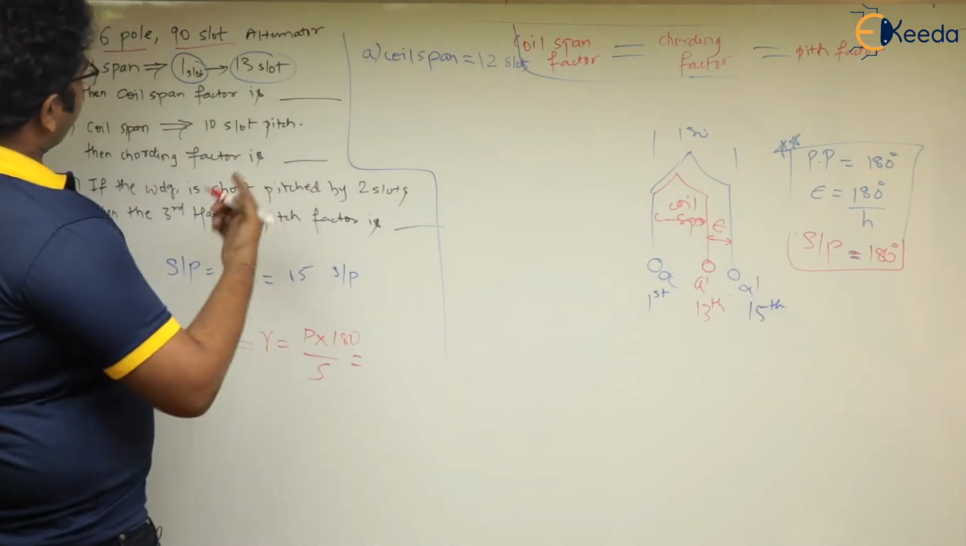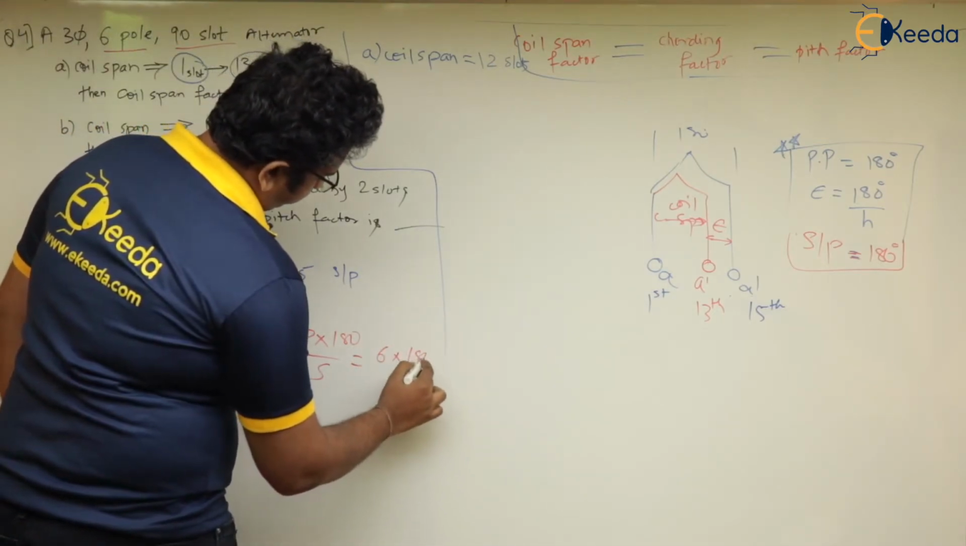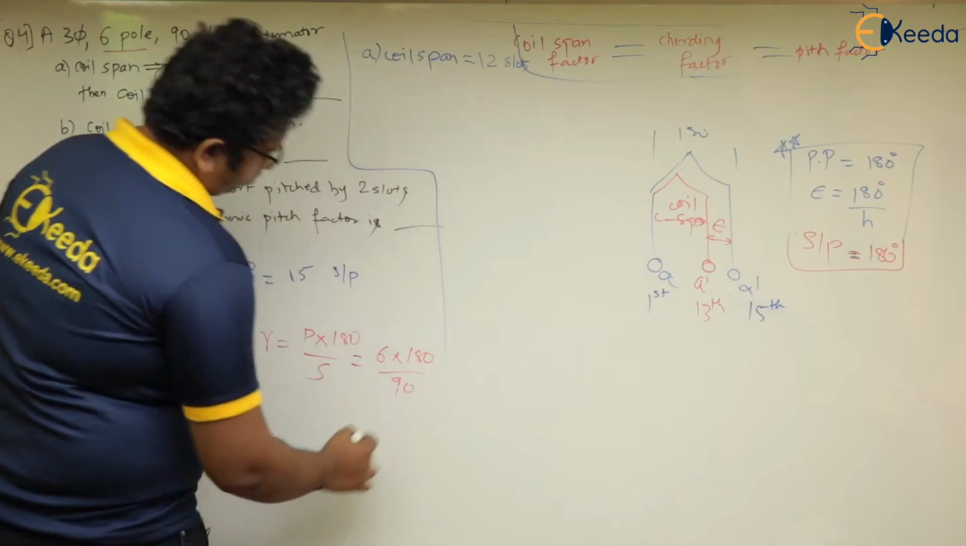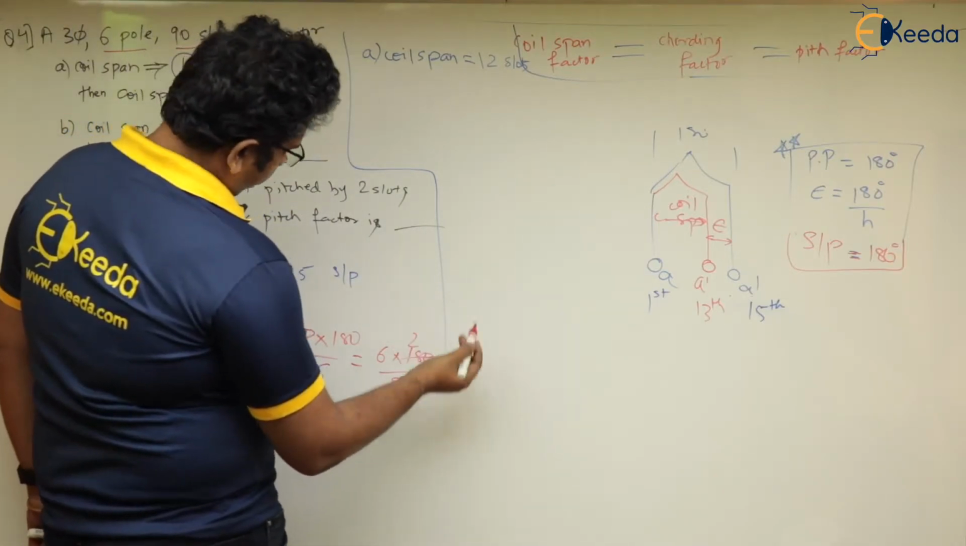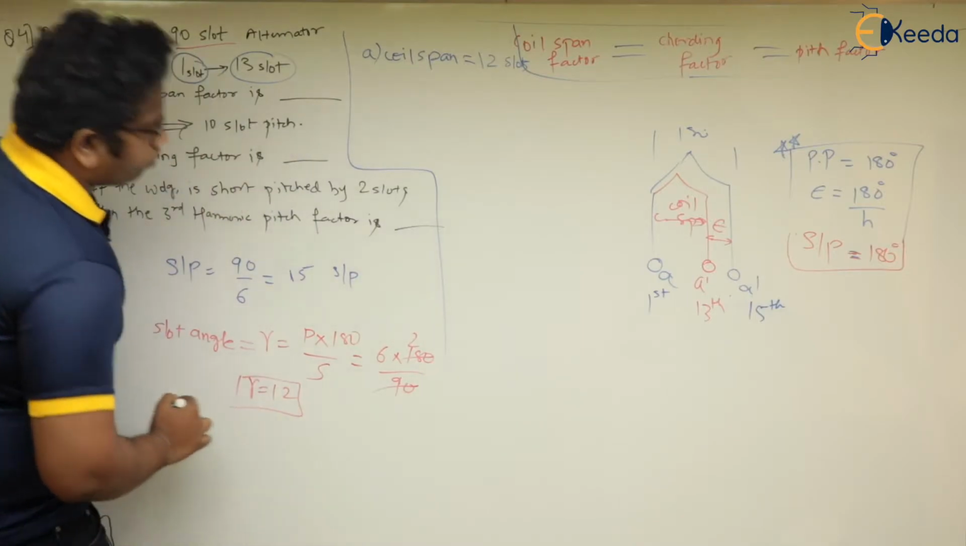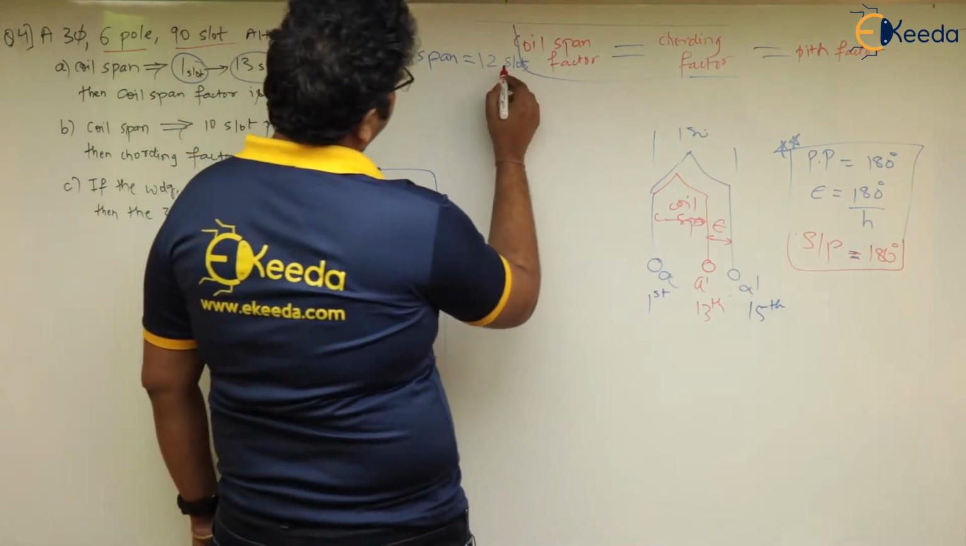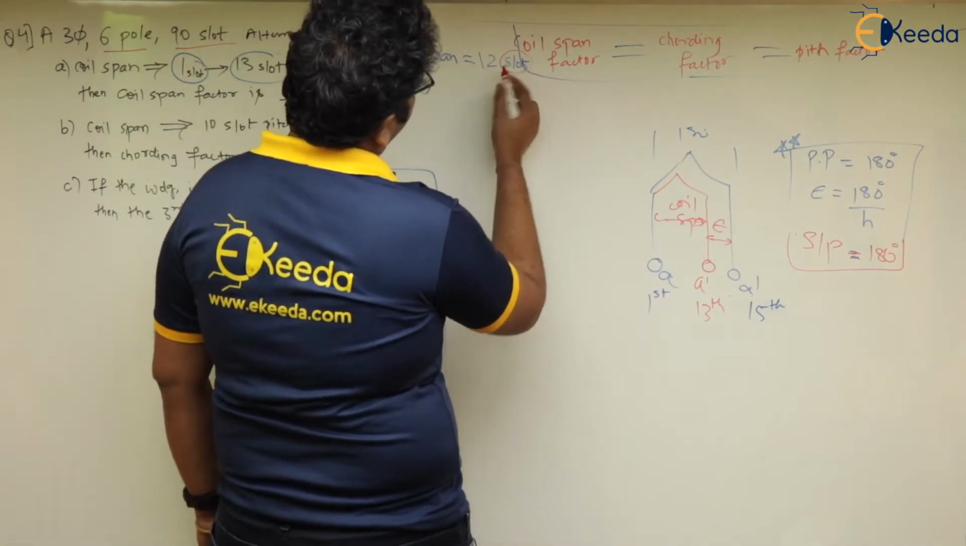So how much is P? P is 6, multiplied by 180 divided by 90. So you get 12. Gamma equal to 12. You have got here gamma equal to 12. So coil span, if you think of it, is 12 into one slot.